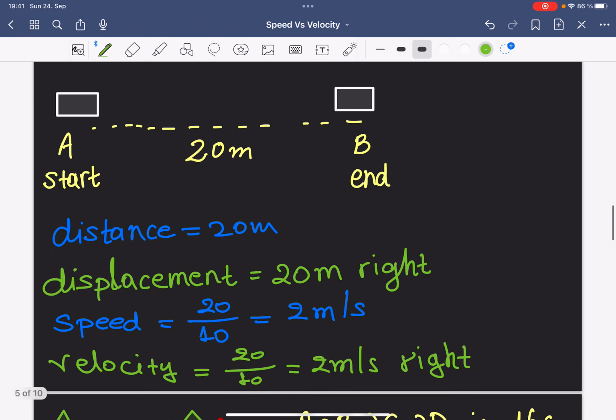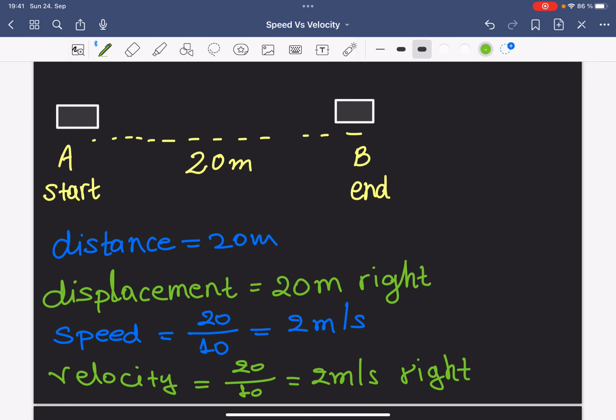Now in the second example, we have an object starting from point A and moving towards point B. The distance between them is 20 meters. So we have identified our distance, and then from that we can calculate the speed, here in blue. So it's distance over time. Let's say this happened in 10 seconds. So 20/10, we have a speed of 2 meters per second.